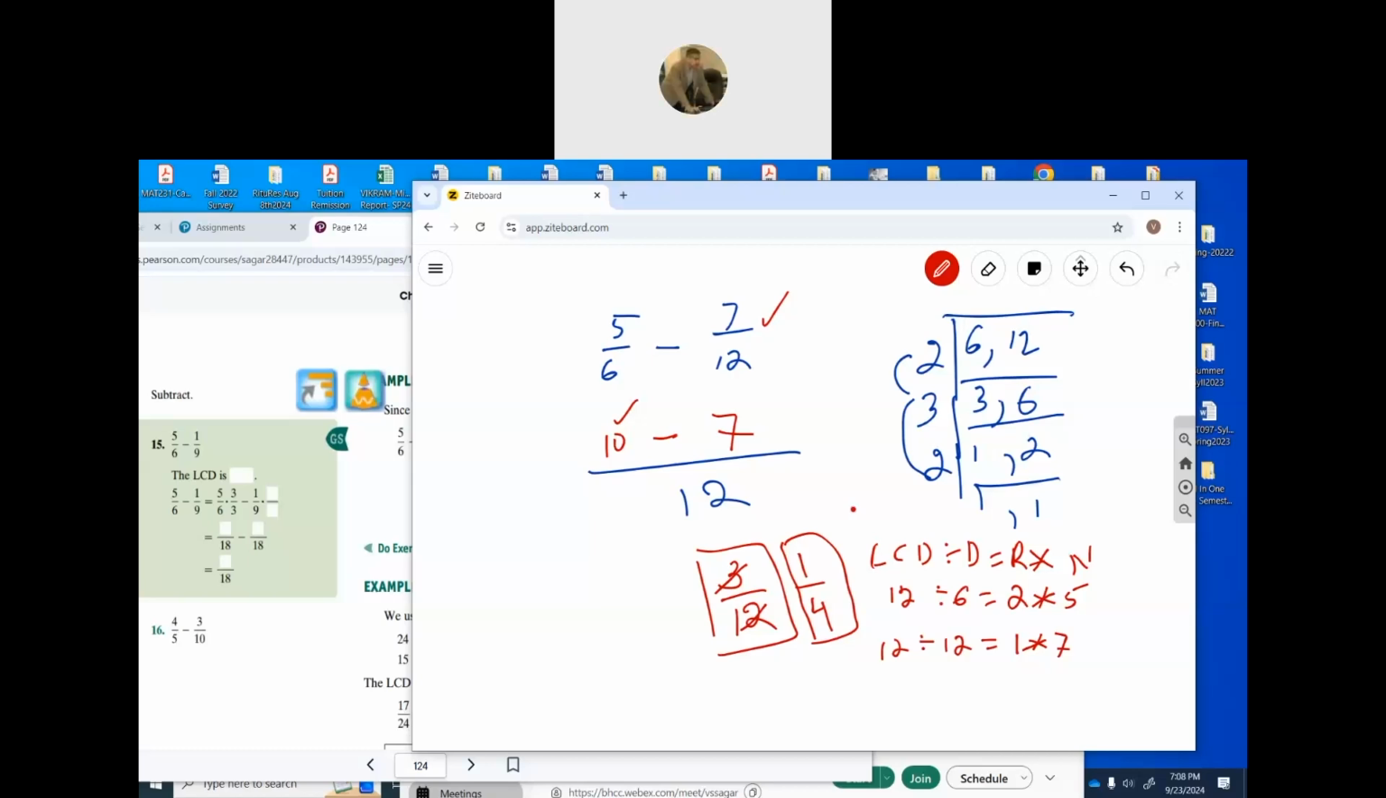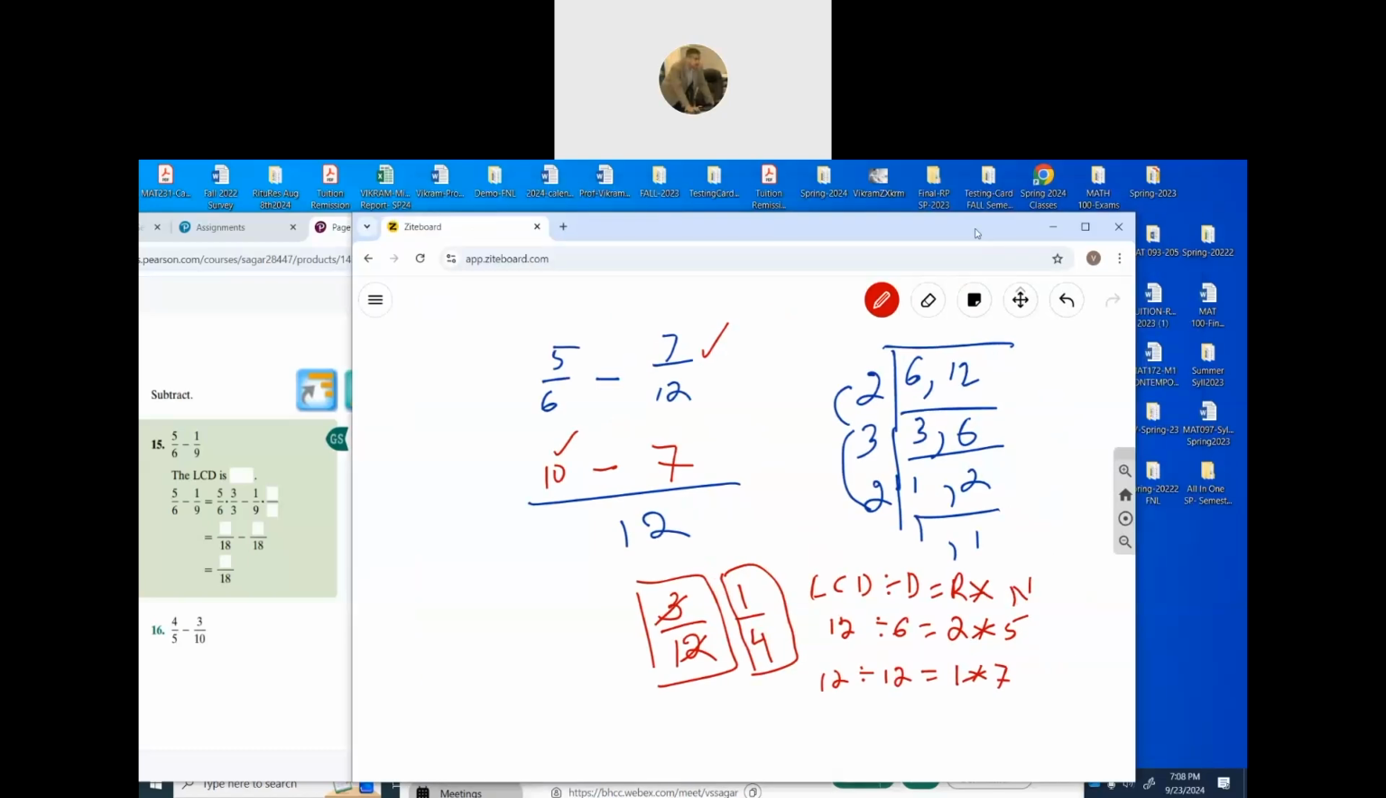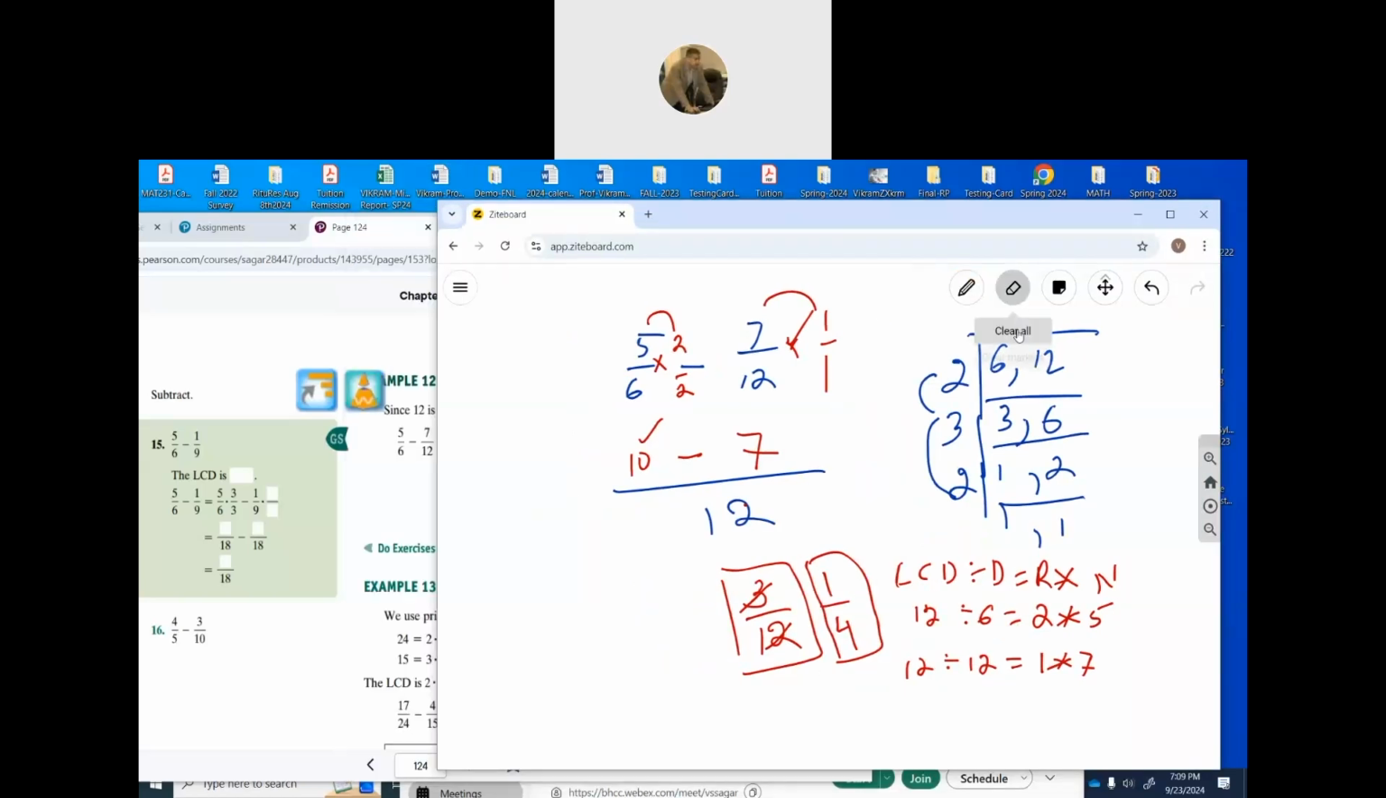Okay. So now, this is also the other method. If you want to use 12 divided by 6, which is 2, you could write down 2 over 2 here and then multiply right here. Same thing: you could do 12 divided by 12, which is 1 over 1, so 7 here. You could do that if you don't want to use the formula, but first use the formula, please. Okay, that's it.